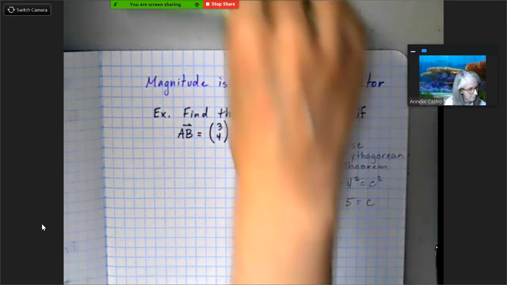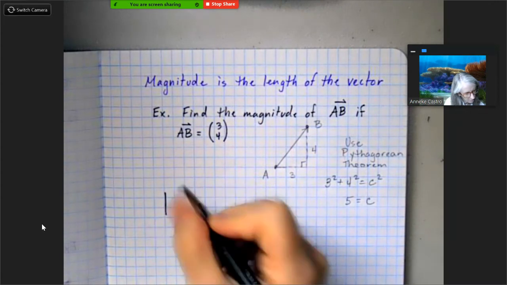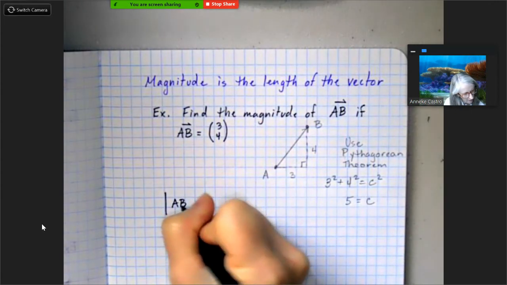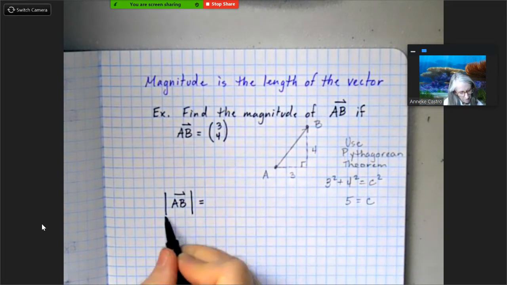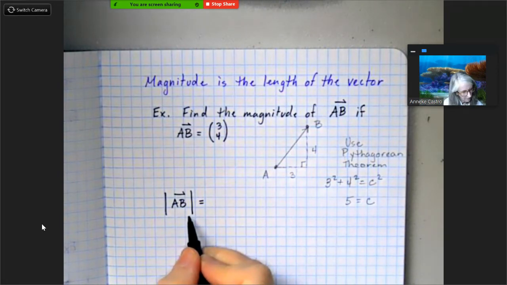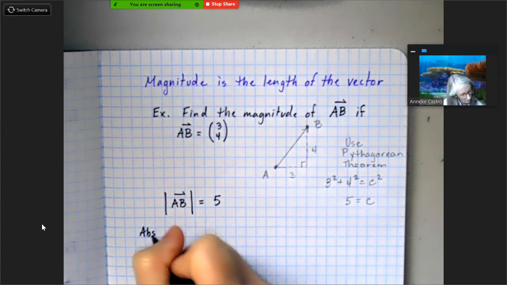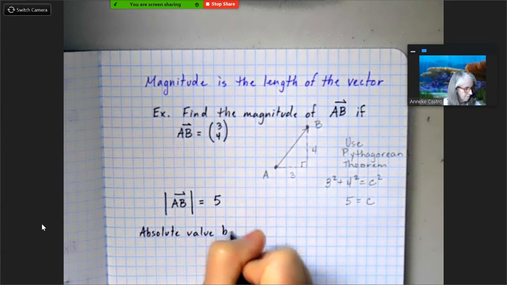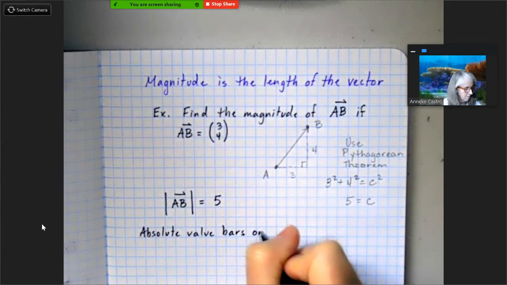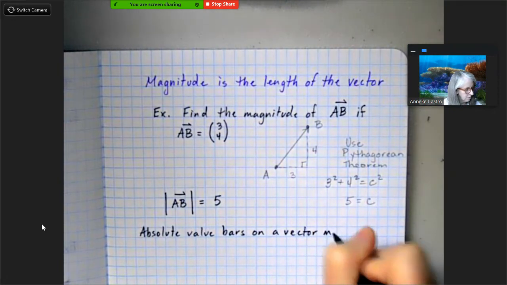So how do we write magnitude? We write it like this. If I want to know the magnitude, we say absolute value of AB. That means magnitude. Okay, so the absolute value bars on a vector means magnitude.